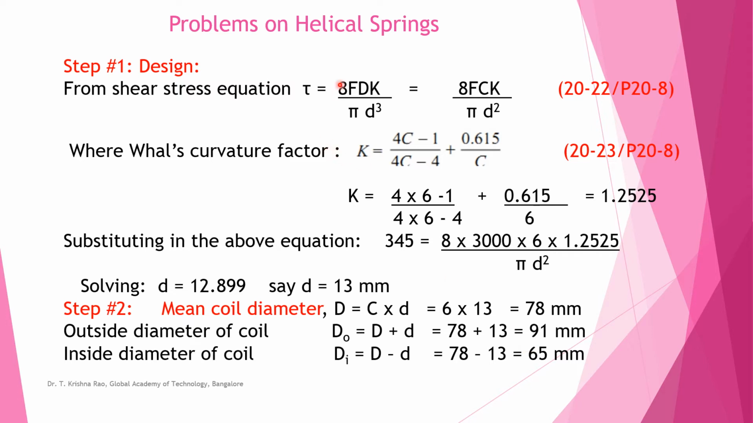So I repeat, first we will take the tau equation. From the tau equation, we calculate the shear stress, we calculate the wire diameter. Before that, we have to calculate the K, substitute. Then mean coil diameter, wire diameter, outside diameter, inside diameter of the coil.